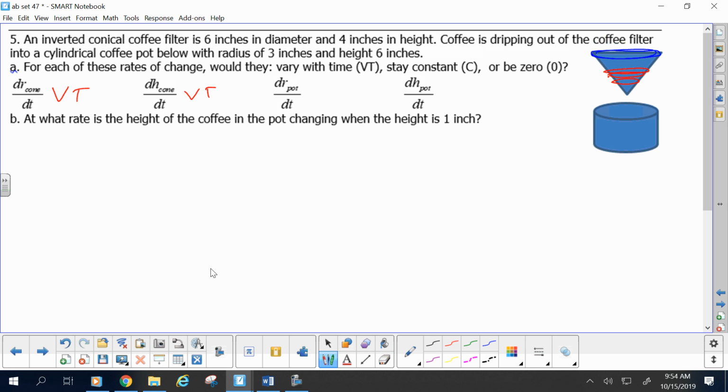Now let's talk about the coffee in the pot. A cubic inch goes in and you're here. Then a cubic inch goes in and you're here. And so on. So what about the radius in the pot? Does the radius change at a different rate, at a constant rate, always the same, or does the radius not change at all? It doesn't change at all. If the radius doesn't change at all, then what's the derivative of the radius of the pot? 0. Yeah. The radius of the fluid in the pot doesn't have a rate of change because it doesn't change. And what about the height? Does the height change? No.